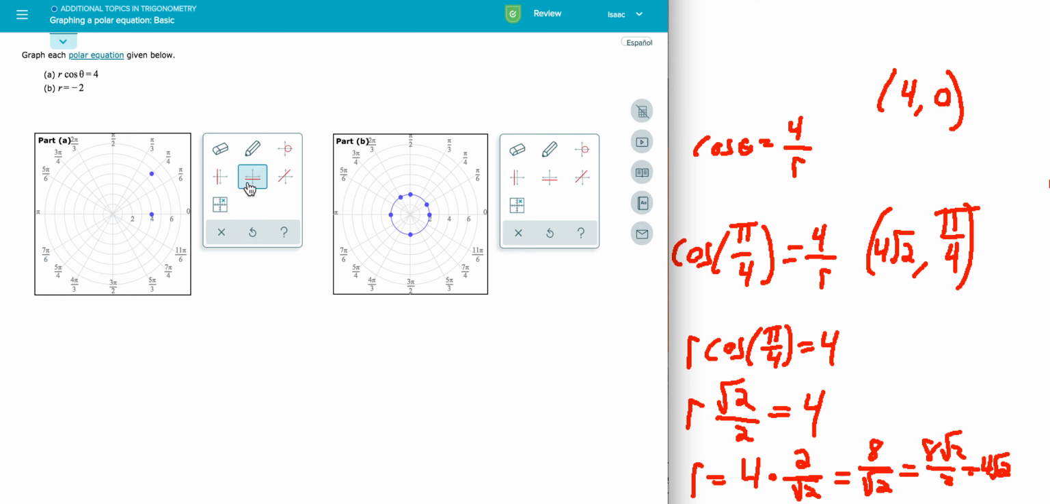Plot that point, and now we can make a line between those two, okay? Click this point, click another point, there we go. Now we finally got it. Let's just check that to make sure.